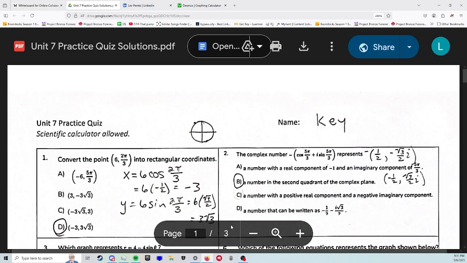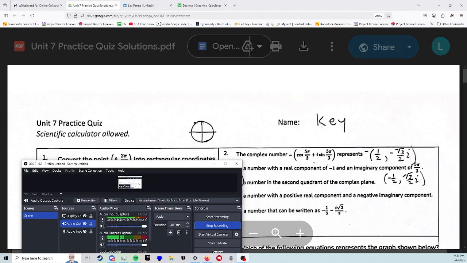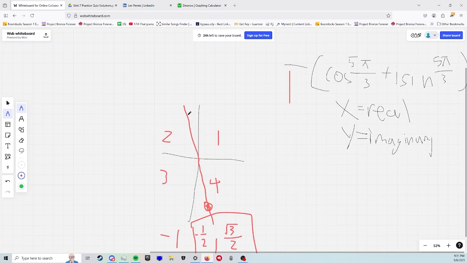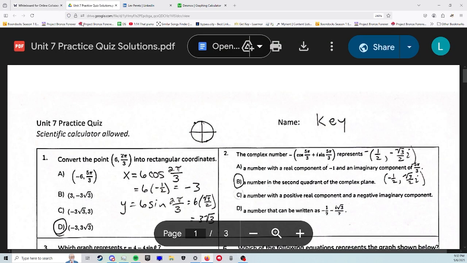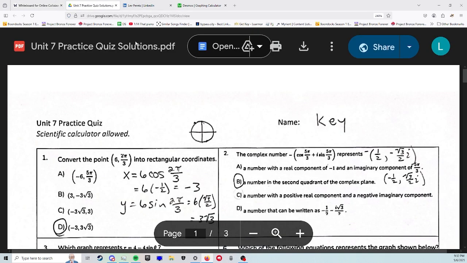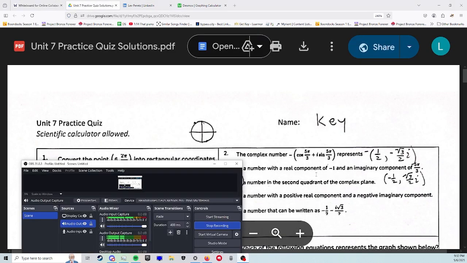Okay, going over number 2, a number in the second quadrant of the complex plane. Here's 1, 2, 3, 4. So this is the original, but because you multiply it by -1, the point would be over here. So it is in the second quadrant. We'll look at the others and see why they're wrong or right.